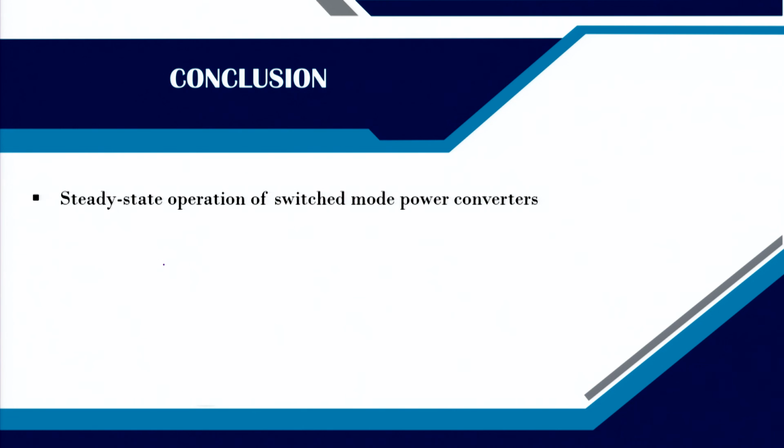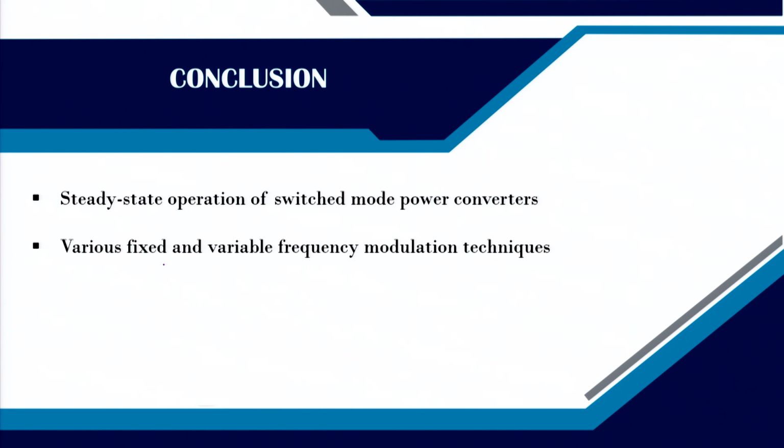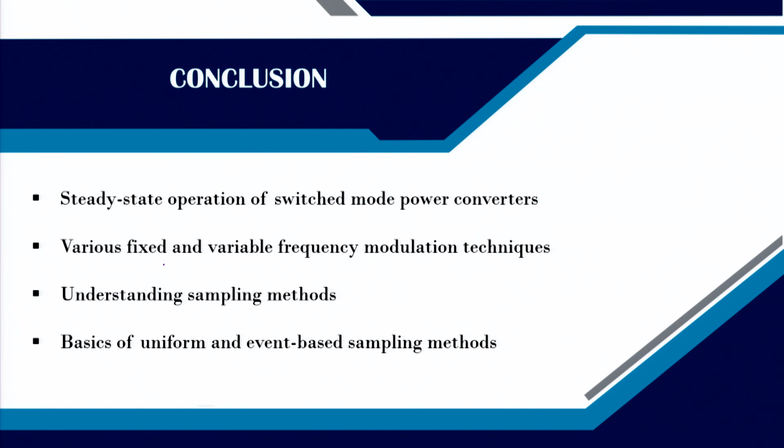So, in summary, we have shown steady state operation of switch mode power converters, and various fixed frequency and variable frequency modulation techniques were discussed. We have shown some basic sampling mechanisms, whether uniform sampling or event based sampling. Then where we should sample, because you need to accommodate the delay for the conversion and computation time. In the coming lecture, we will be talking about how we can incorporate this and come up with the architecture. Today I think we got some basic idea about the sampling mechanism.